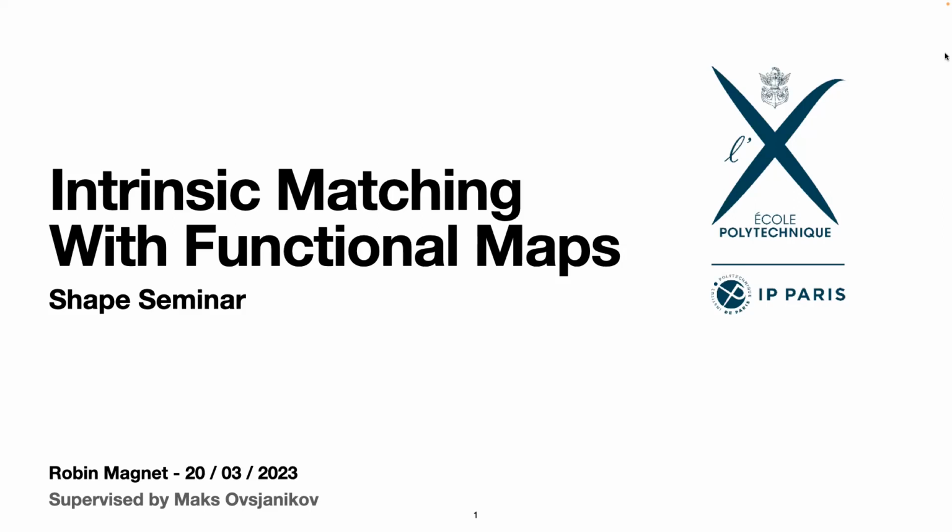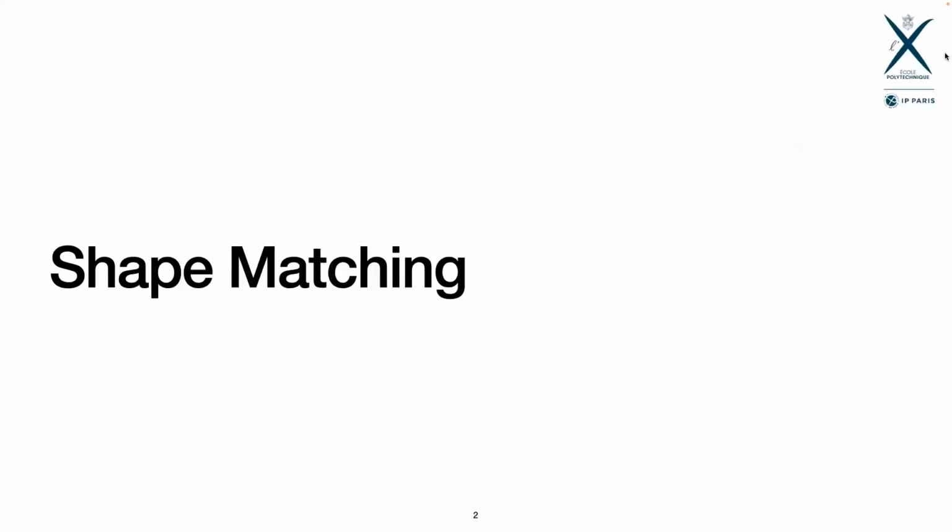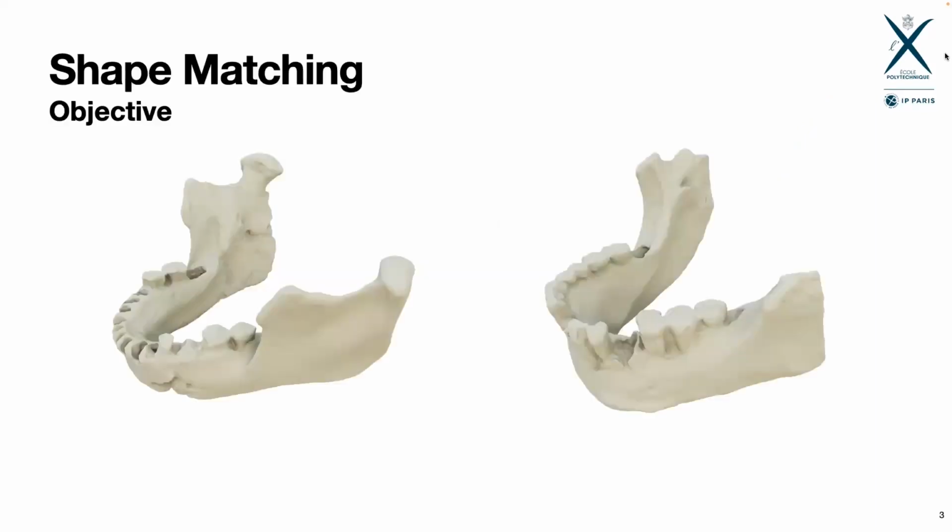So the field of functional maps is just a subfield of shape matching. Most of you must be familiar with shape matching, but I'll still present it quickly. If we have these two shapes of prehistoric jaws, which I think come from the Museum of Natural History in Paris, the goal, calling them M and N for the rest of the talk, is, given a point on one shape, to find the corresponding point on the other one.